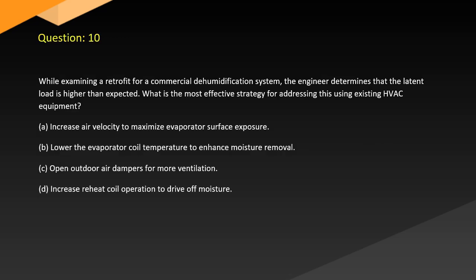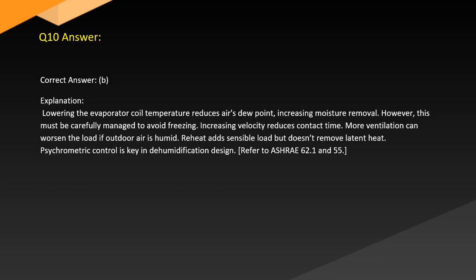Question 10. While examining a retrofit for a commercial dehumidification system, the engineer determines that the latent load is higher than expected. What is the most effective strategy for addressing this using existing HVAC equipment? A. Increase air velocity to maximize evaporator surface exposure. B. Lower the evaporator coil temperature to enhance moisture removal. C. Open outdoor air dampers for more ventilation. D. Increase reheat coil operation to drive off moisture.